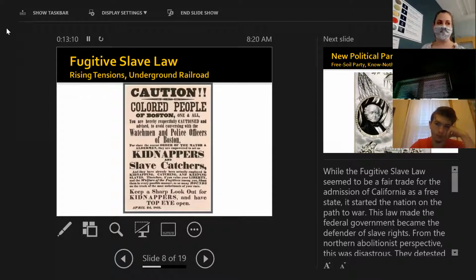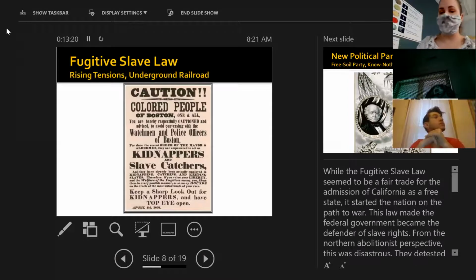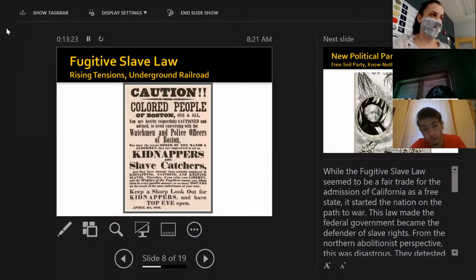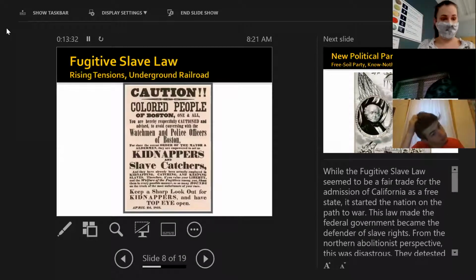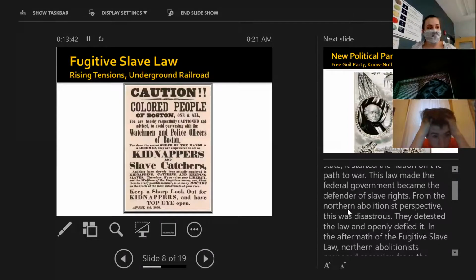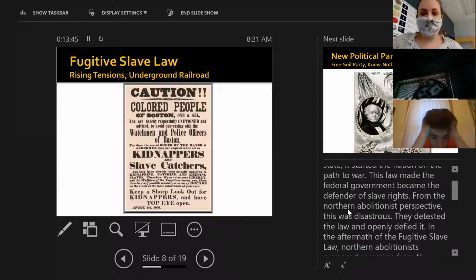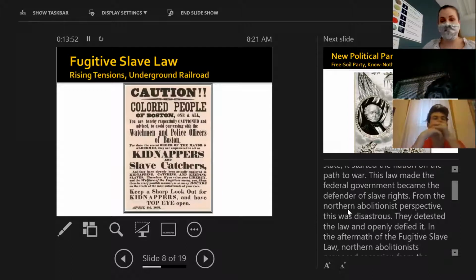In the Fugitive Slave Law, there's a piece on the next page for notes for that. Many argued that the Fugitive Slave Law was a fair trade for California being a free state and the slave trade being abolished in DC. But the Fugitive Slave Law starts the nation's path to war, because now the federal government defends slaveholders' rights.